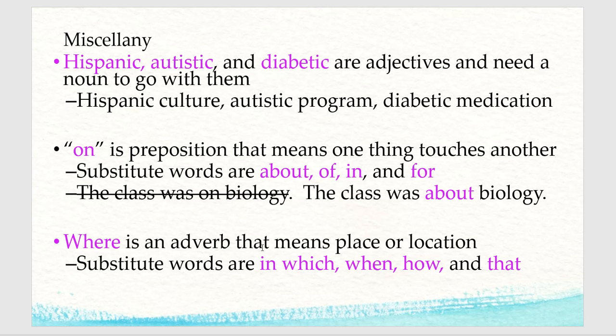On is a preposition that means one thing touches another or is in contact with another. So the substitute words are about, of, in, and for. So instead of saying "the class was on biology," we can say "the class was about biology." And where is an adverb that means place or location. So the substitute words are in which, when, how, and that.